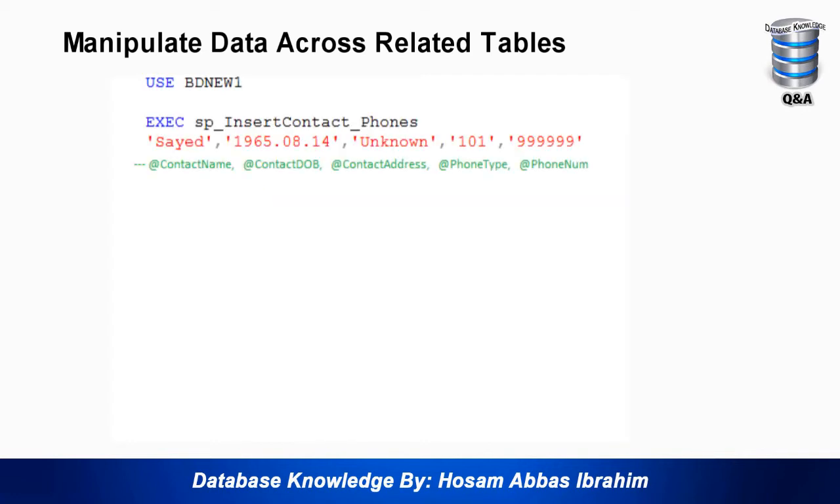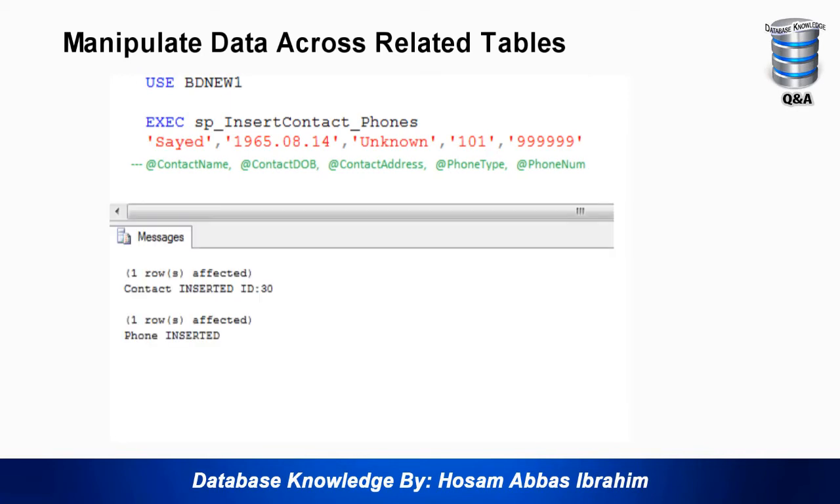I will execute the stored procedure using these 5 variables I used. I'm passing the values. Here, first value is Said, date of birth, city unknown, and the phone type is 101, which was work phone, I guess, and this is a number. So this is a perfect case. We'll execute it.